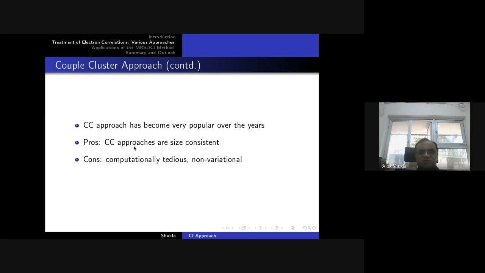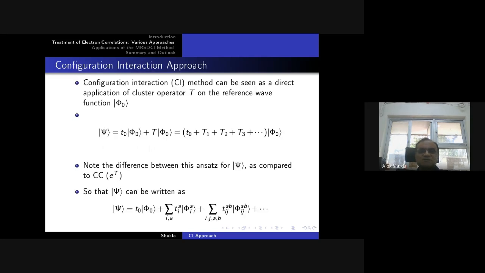Coupled cluster approaches are size consistent. So particularly when molecules are close to the dissociation limit, this is a very attractive property to have. The cons are that it is computationally tedious and non-variational. In other words, there's no lower bound on the ground state energy. You could even go below the true ground state energy. It's like MBPT. So now let us come to the main topic of the talk today, that is configuration interaction.